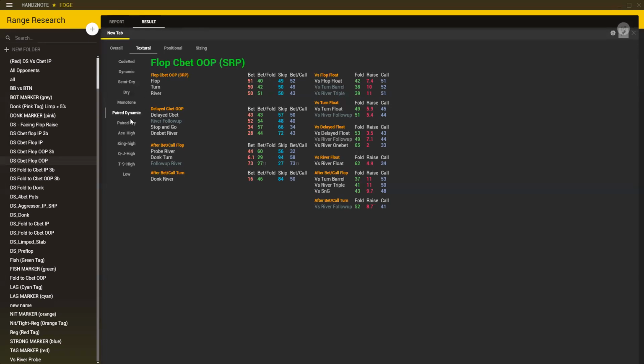Paired dynamic looks weirdly low, and then paired dry might be roughly where it should be, or maybe paired dry is running on the high side and paired dynamic on the low side over this data set. But the point is, paired boards are bad. We're not going to get as much full equity.